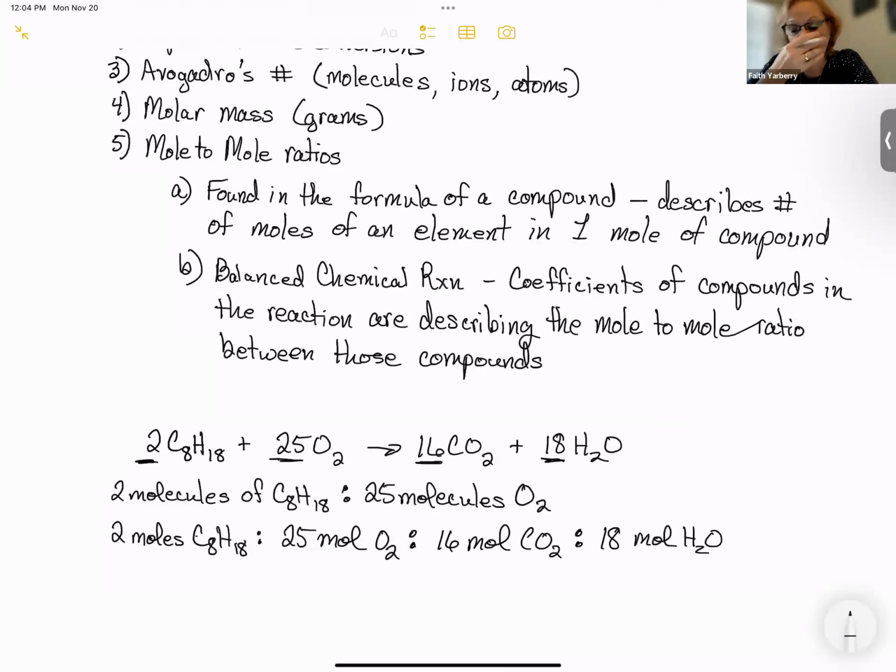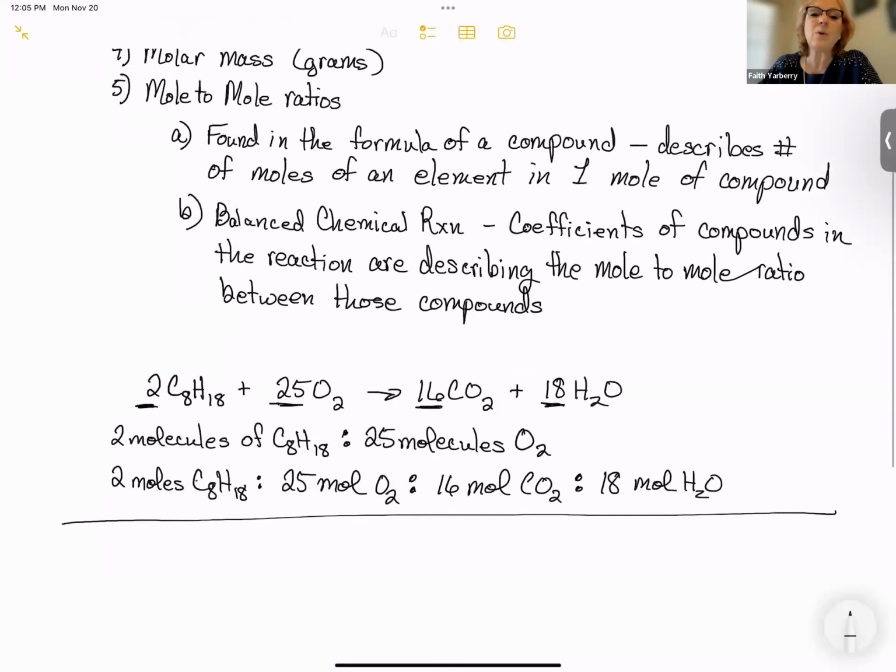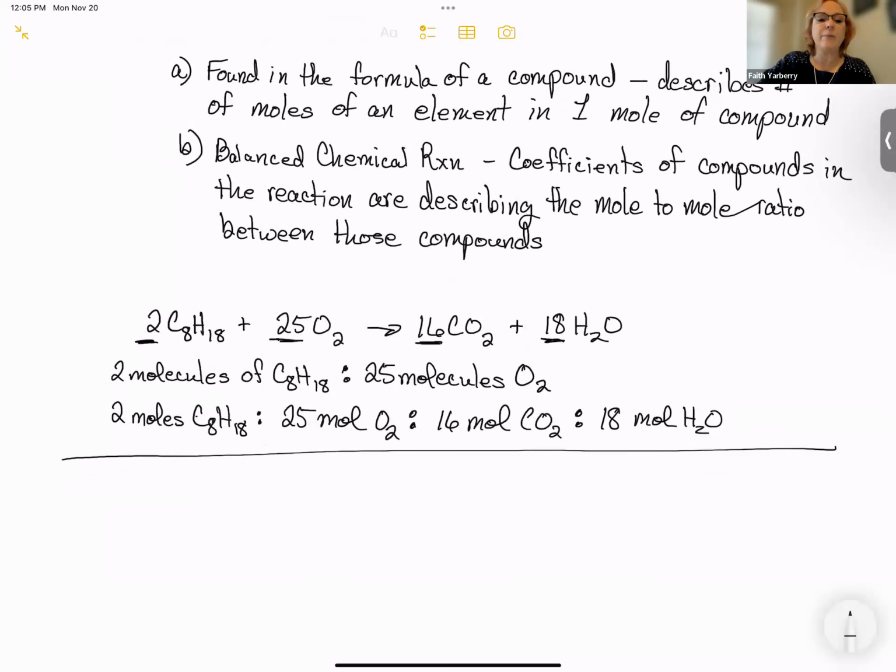Any questions so far? Because what we're going to do is we're going to look at how this information can be used in example problems.